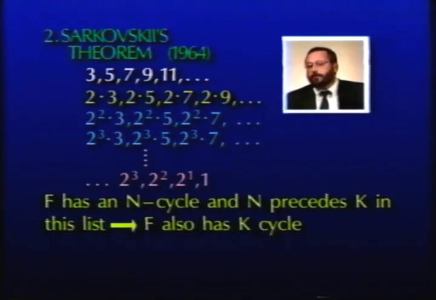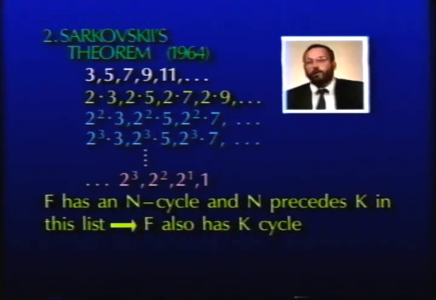If a continuous function has an n cycle for any number n, and n happens to precede some number k in this list, in the Sharkovsky ordering, then that function must also have a k cycle. Now think of what that means. It says that if your function has a cycle of period 20, that's 4 times 5, then that function must also have cycles of all other periods.